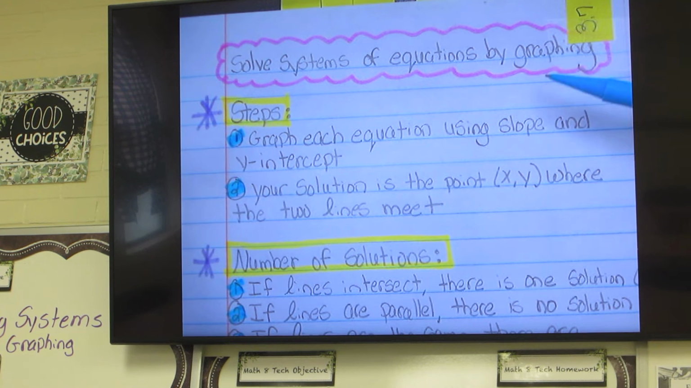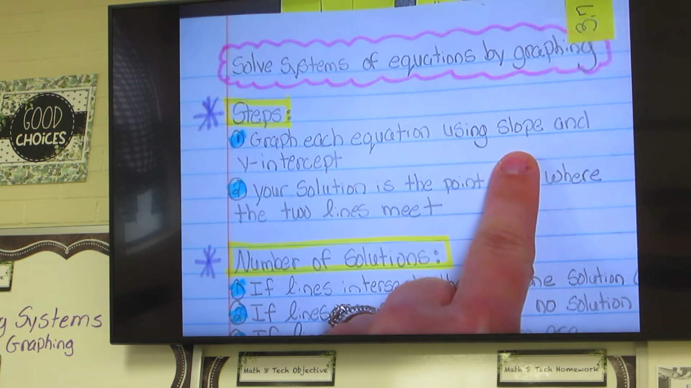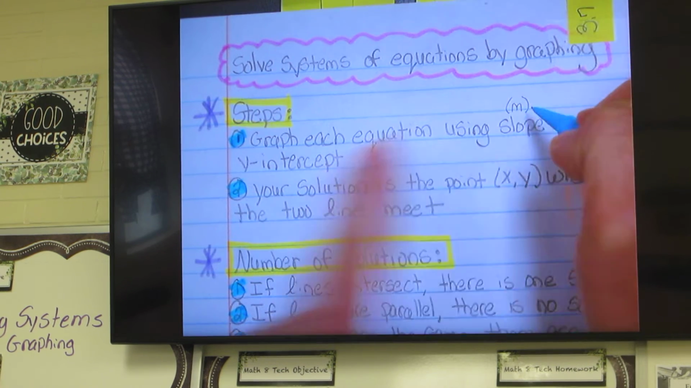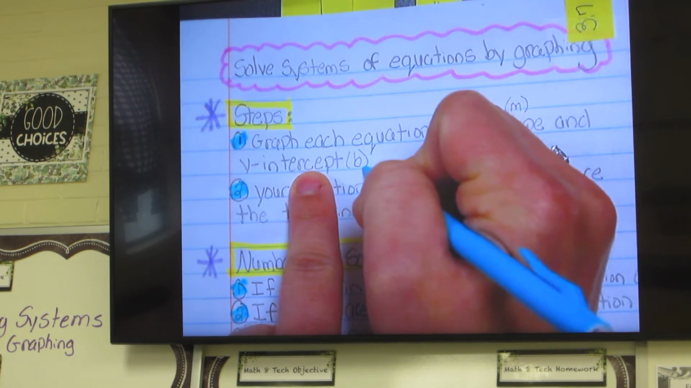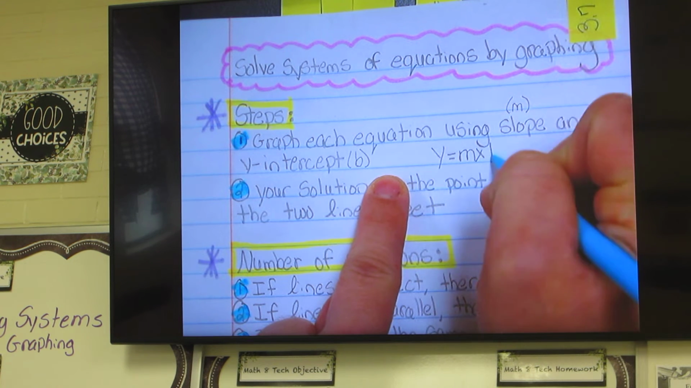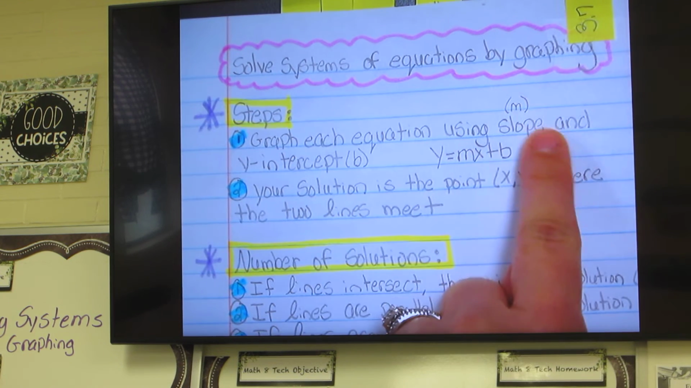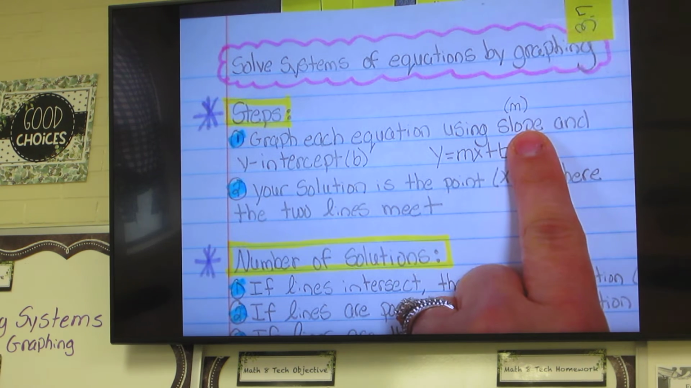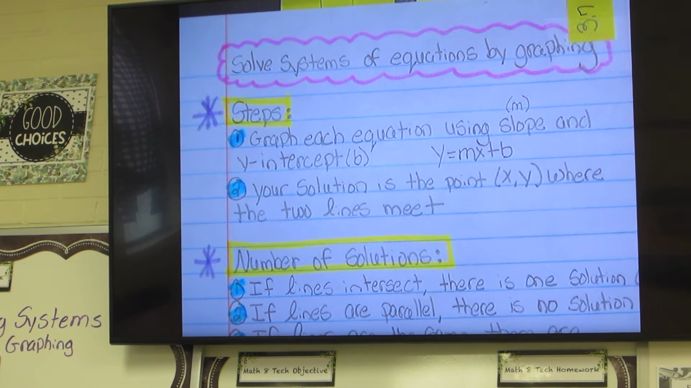In the notes I gave them, the first things were step 1 and step 2. Step 1, which is a review for my students, is that we're going to graph each individual equation using the slope and the y-intercept. We're going to pick out that m and that b in the equation y equals mx plus b. The b, the y-intercept, tells us where to start on the y-axis, and the slope tells us how to move to get my other points.